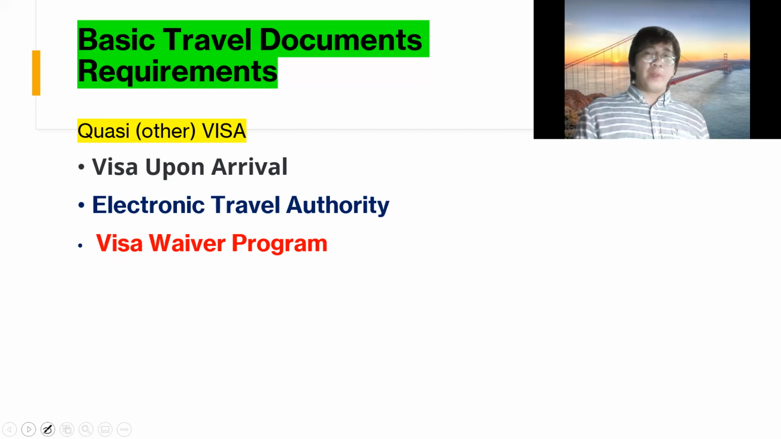Now, next is the visa waiver program practiced before by Taiwan, but not anymore. Kasi part pa rin tayo. But before, this visa waiver program is practiced by Taiwan. Now, if you have US, Japan, European, you are exempted of applying. You're not required to get the Chinese Taipei visa. So, pwede ka na pumunta ng Taiwan nang walang visa.